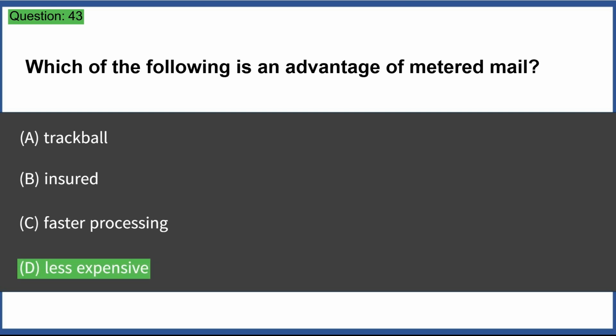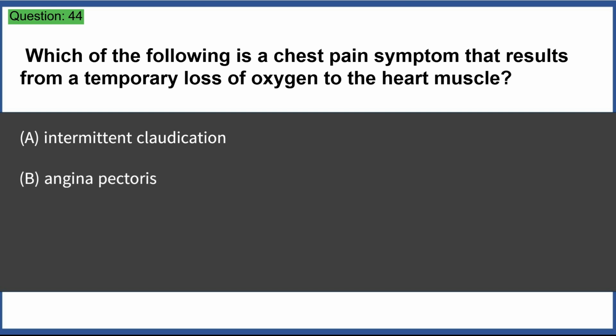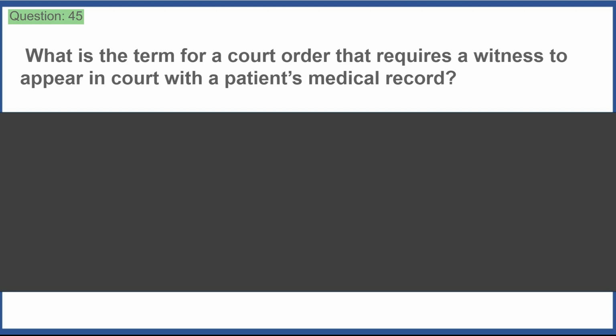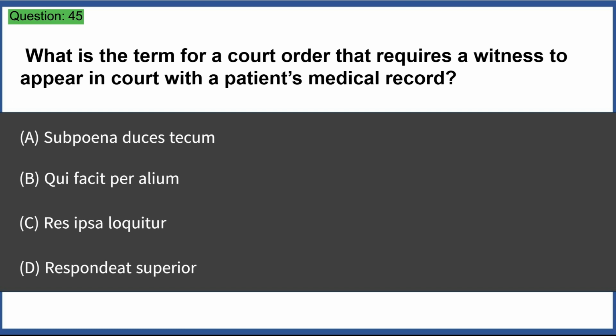Answer D. Less expensive. Which of the following is a chest pain symptom that results from a temporary loss of oxygen to the heart muscle? A. Intermittent claudication. B. Angina pectoris. C. Atrial fibrillation. D. Carotid artery bruit. Answer B. Angina pectoris. What is the term for a court order that requires a witness to appear in court with a patient's medical record? A. Subpoena duces tecum. B. Capacit per alium. C. Res ipsa loquitur. D. Respondeat superior. Answer A.